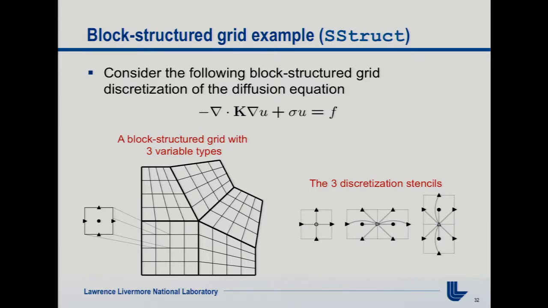It's a diffusion problem, and it's this block-structured grid. So each one of these 5 parts is structured, like the previous problem. I've also got more than one variable, not just cell center, but I've got x and y face variables. And so I've got 3 stencils that I have to describe in this problem as well.